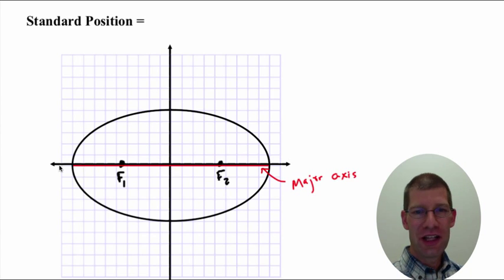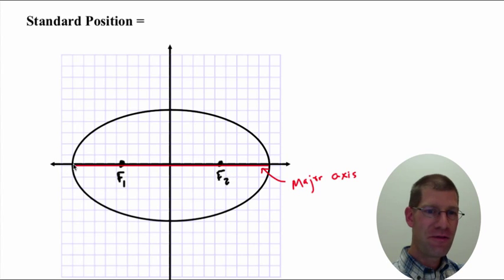On a horizontal ellipse, one like this, it'll always be your x-axis, and it goes from the furthest left point of your ellipse to the furthest right point of your ellipse. If we had a vertical ellipse, like that second one I drew on the board, then your major axis would now be on your y-axis, because that would be the longer one.